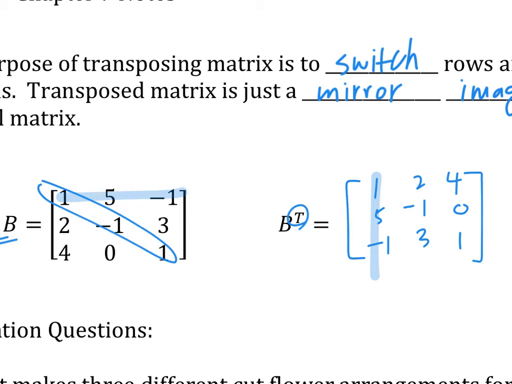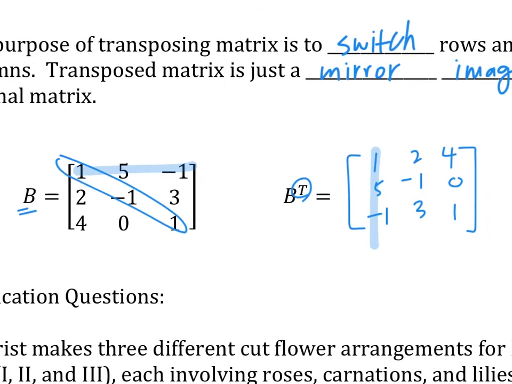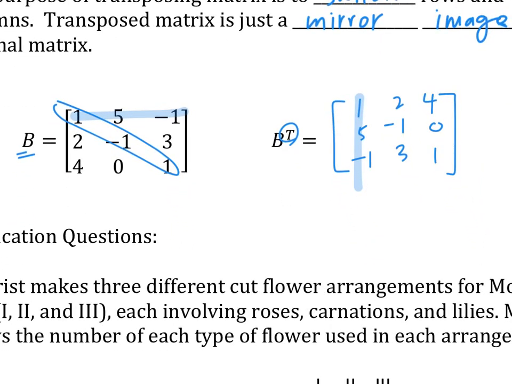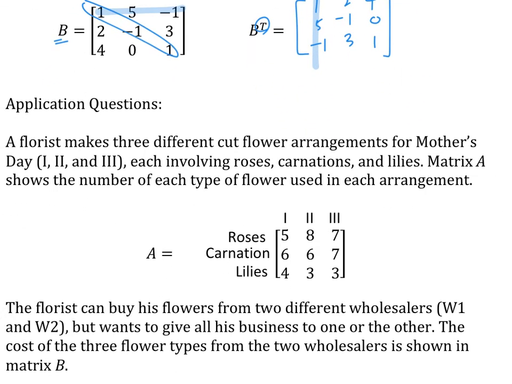Okay, the whole idea is to switch the rows and the columns. Can you guys see that? The 1, 2, 4 became 1, 2, 4 here. And then the 1, 5, -1 become 1, 5, -1 there. So we swap the rows and columns. Okay, and we can just use the calculator to do that for us, which is what we're going to do next. So let's look at this problem that actually requires a transpose matrix.